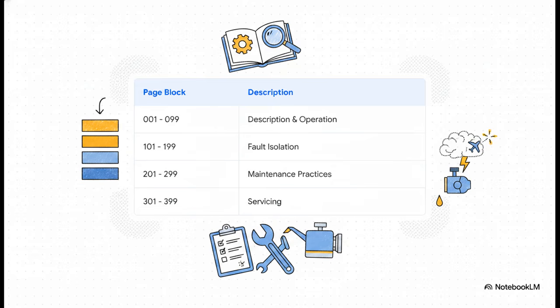If it ends between 001 and 099, you are looking at description and operation. 101 to 199 is fault isolation, basically troubleshooting. 201 to 299 covers maintenance practices, and 301 to 399 is servicing, checking fluids and that sort of thing.